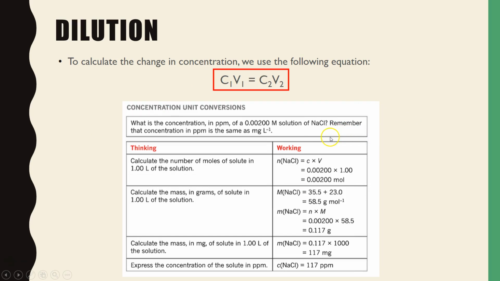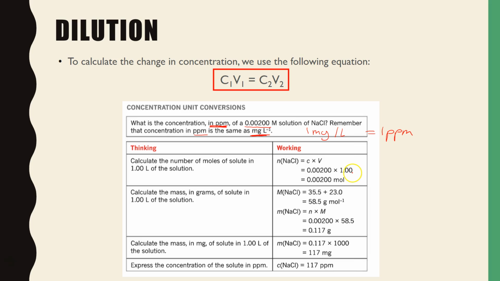A second calculation that we could do is to calculate the concentration in parts per million of a 0.00200 molar solution of NaCl. So remembering that parts per million is the same as milligrams per litre. So 1 milligram per litre is the same as 1 part per million. So in this case, we need to first work out the number of moles of NaCl. Then we can work out the mass of NaCl, and then we can use that to help us work out the milligrams of NaCl to help us calculate the parts per million.